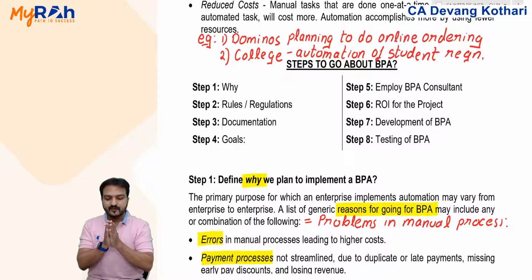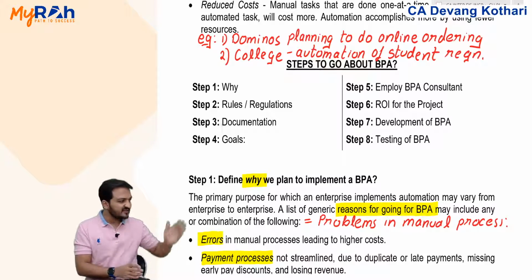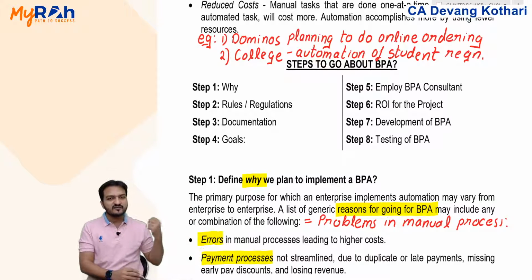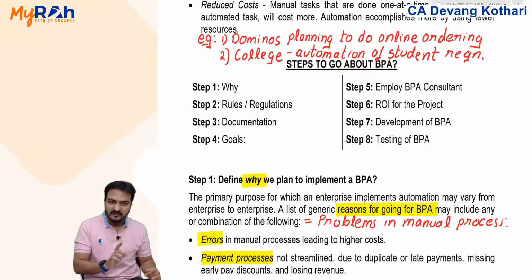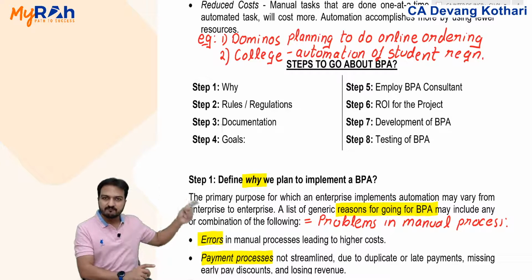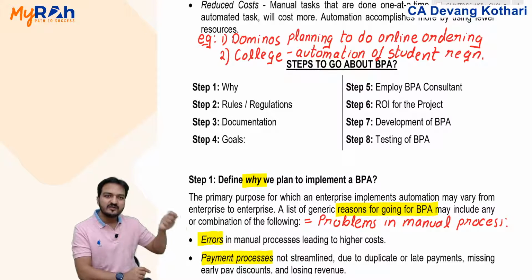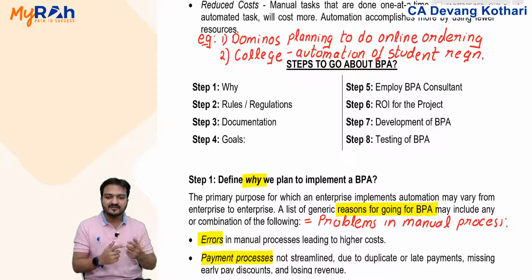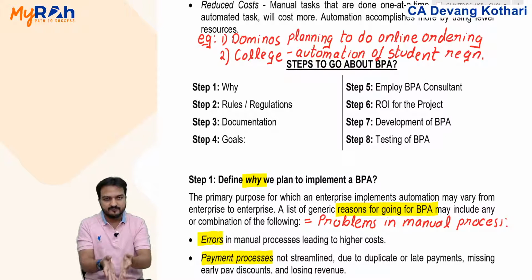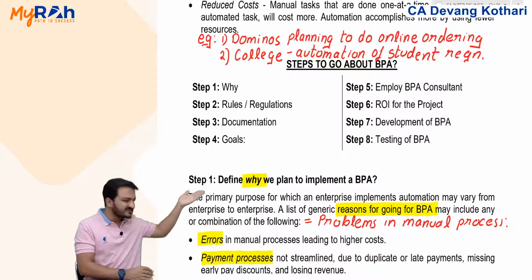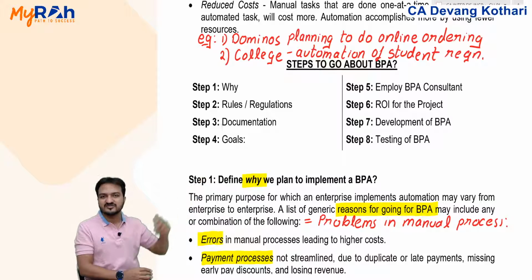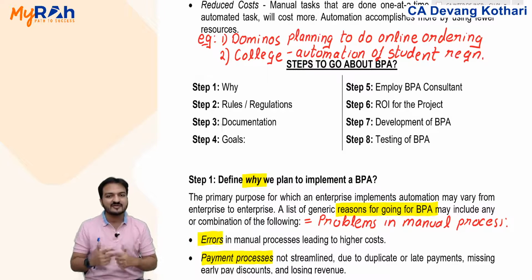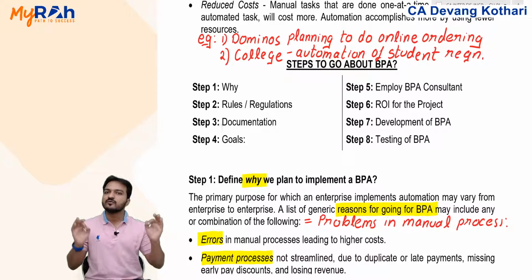Only thing is that if they ask you a theory question, you put these points as they are. But if they ask you as a case study, then also you put the same points as they are, plus within each point, you also write how this point is used in case of this particular example. How this point applies to Domino's, how this point applies to the college automation. Yes, those few lines you also need to add. That is how you frame your answer.